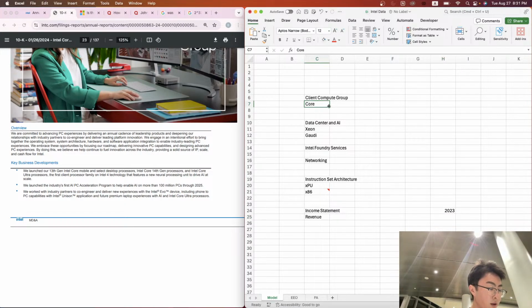Okay, so client compute group. So you have Core, 13th gen, let's go 14th gen, 13th gen.